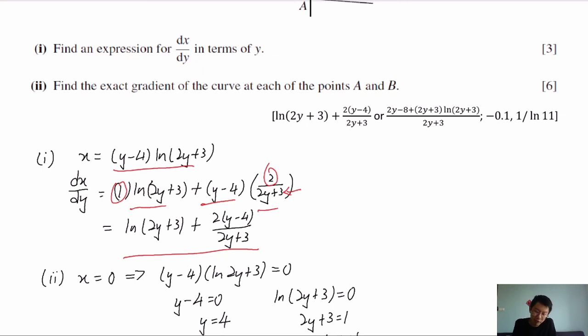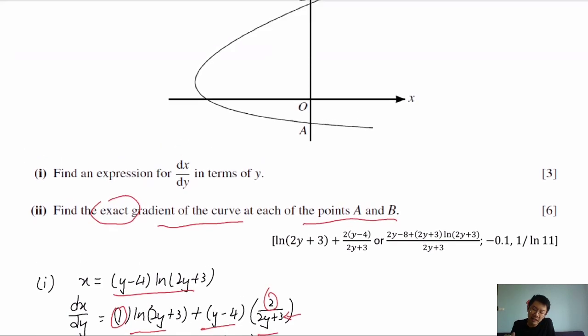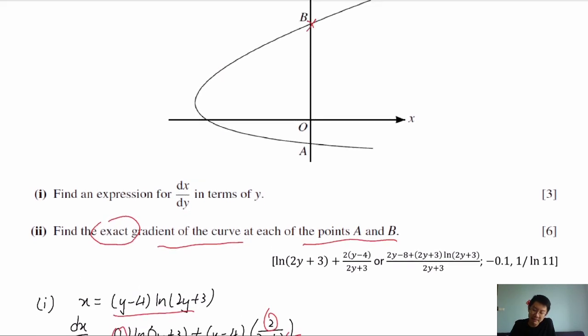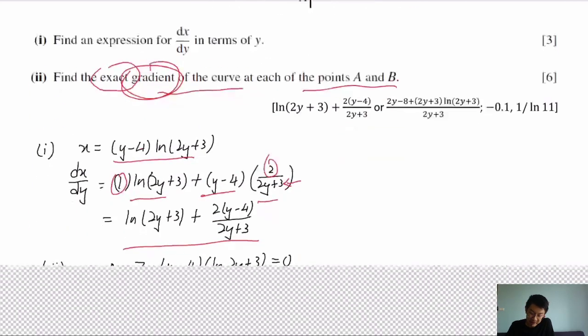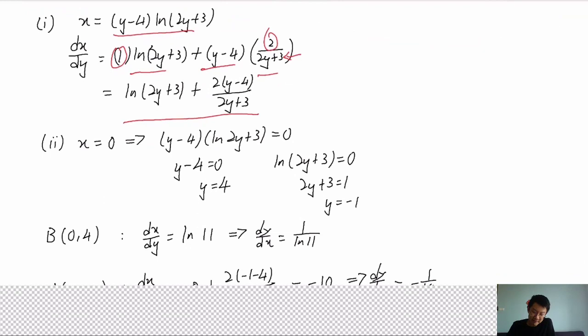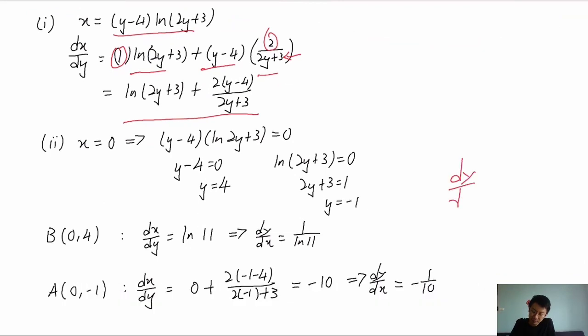Okay, so part 2, find the exact gradient to the curve at the points which we have a and b. If we look at the figure again, the a and b are actually our y-intercepts. So at these 2 points, we will have x equal to 0, and we are supposed to find the gradient. Just take note, the gradient is dy/dx, but we have dx/dy. So later we have to take 1 over the dx/dy to get the values.